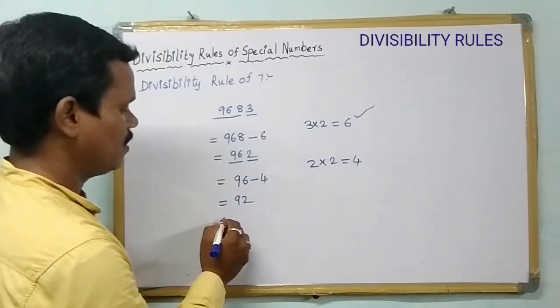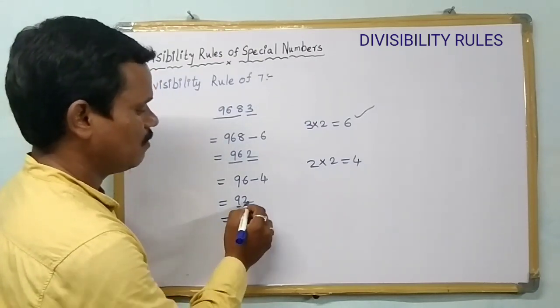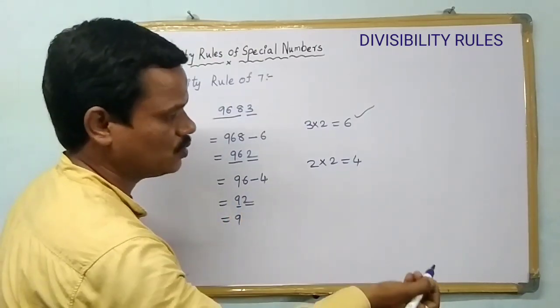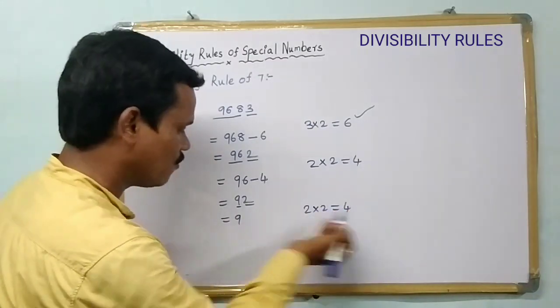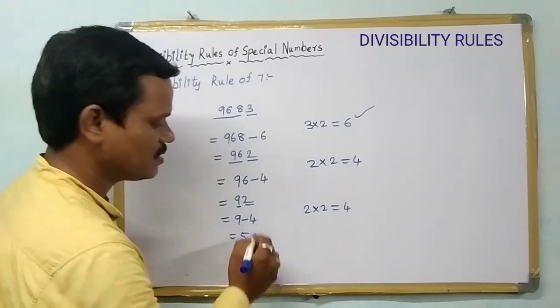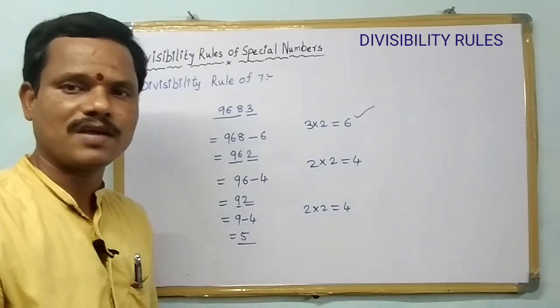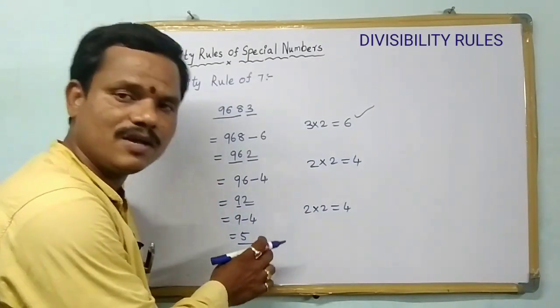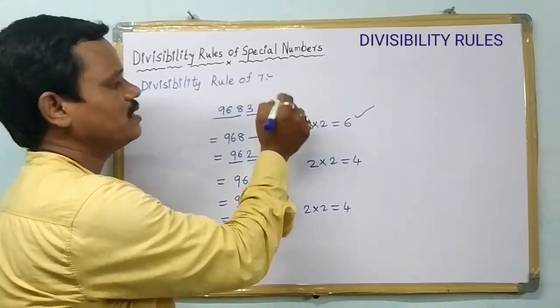Now again, this is the first part, this is the second part. Multiply the first part by 2. 2 into 2, what is the answer? 4. Subtract 4 from 9. 9 minus 4, what is the answer? 5. 5 is not divisible by 7. So this number is not divisible by 7, so the given number is also not divisible by 7.